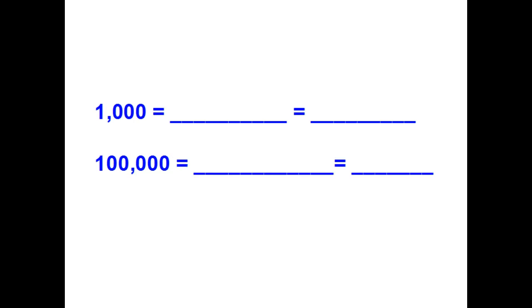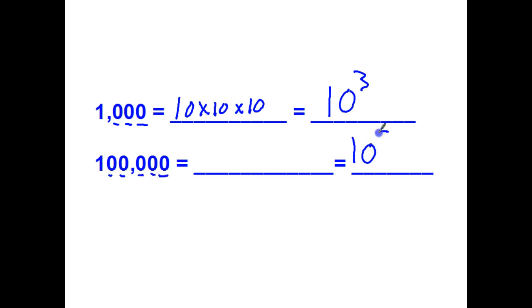Got a couple for you to try out. Base number is going to be 10. I did it 1, 2, 3 times, so 10 cubed. 10 times 10 times 10. 100,000. Base number is 10. I went 1, 2, 3, 4, 5 times. 10 to the 5th power. 10 times 10 times 10 times 10 times 10.